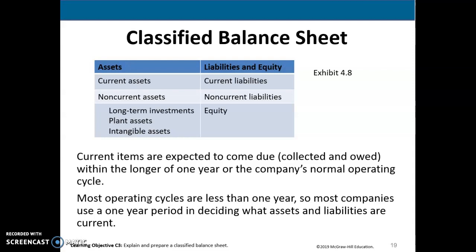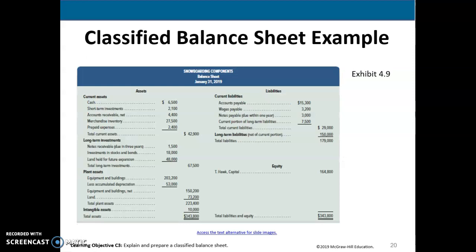So for example, a mortgage, you don't typically pay a mortgage off within 1 year, so it's a long-term liability. So it's going to be listed separately. All we're doing now is we're breaking down the balance sheet into different categories. So here's what a classified balance sheet is going to look like.